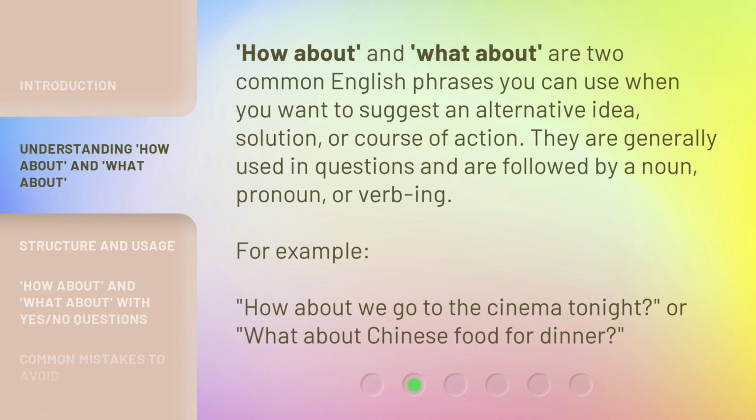How about and what about are two common English phrases you can use when you want to suggest an alternative idea, solution, or course of action. They are generally used in questions and are followed by a noun, pronoun, or verb ing. For example, how about we go to the cinema tonight? Or, what about Chinese food for dinner?